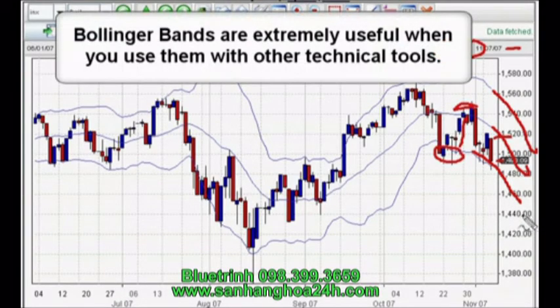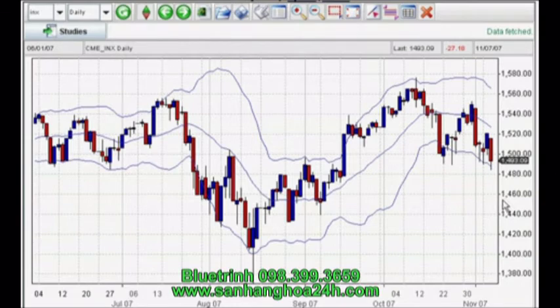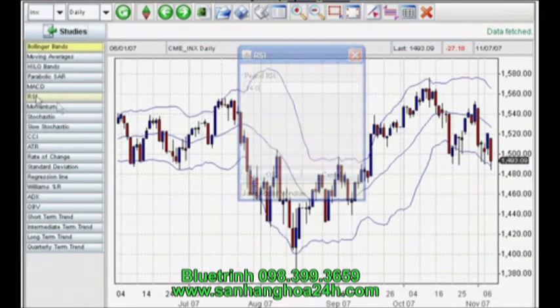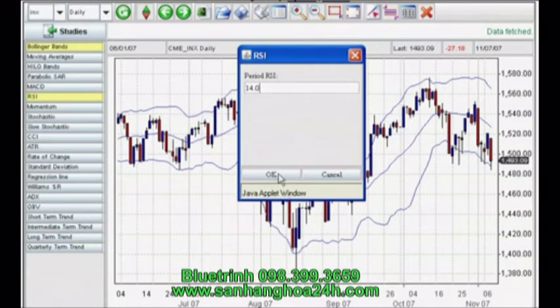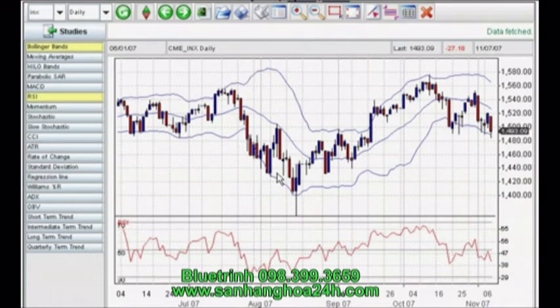Bollinger Bands are very interesting when you use them in conjunction with other technical tools. As I said, you can use this with the RSI. And just for fun, I'll show you how that's done. We're going to put an RSI, which is right here. It's a 14 period. We're just going to use the default setting here. And we're going to click on this, and we're going to close up the studies again.